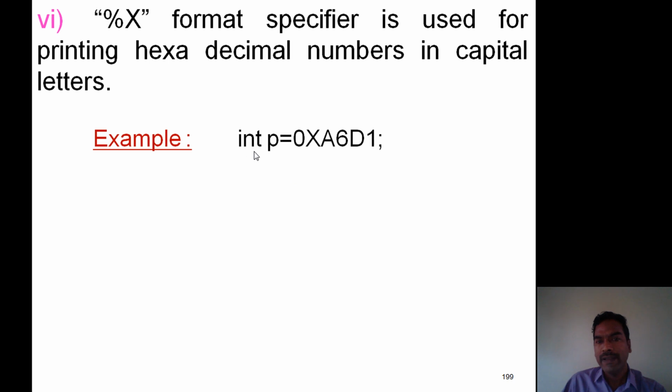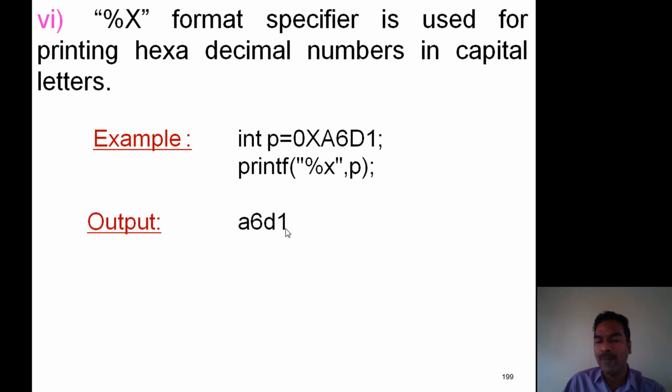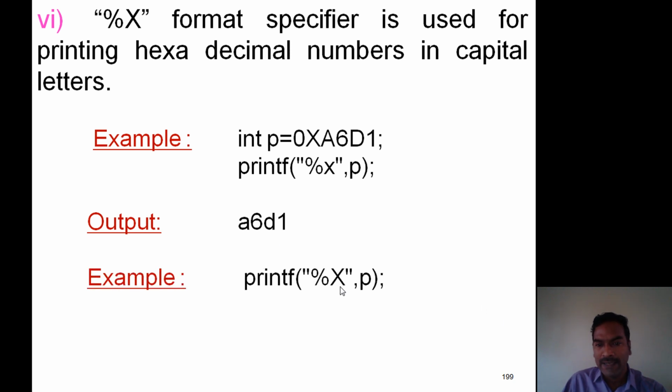Let us take an example, int p equivalent to 0xA6D1. When we use this format, here x is a small letter. Now the output becomes a6d1. Observe, here A is a capital letter, but in the output it is shown as lower case. D is a capital letter, but here a small letter. If we use this format, here X is used as a capital letter. Now the output becomes capital A 6, capital D 1. Now these are the various ways to print an integer value.